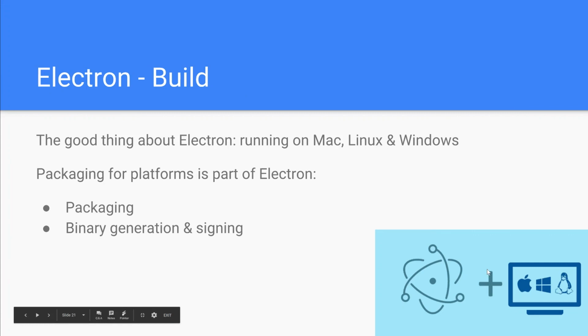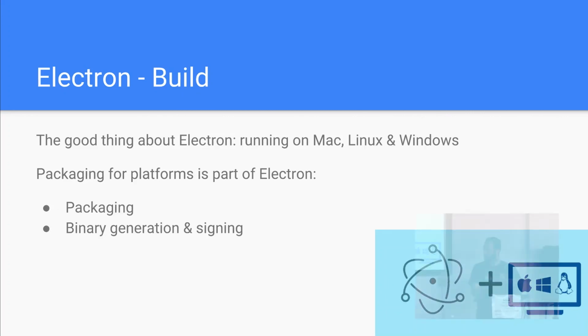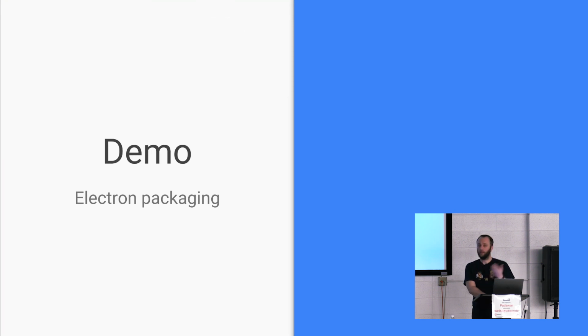So the build, we saw it quickly. As I said, it runs on most of the main OSs, and the packaging platform is part of Electron. When you install Electron on Windows, it comes with Electron Build, which is the module for building apps for Electron for Windows. When you install it on Linux or Mac, it does the same, but with platform-specific binaries, which makes sense. And I did the demo already.